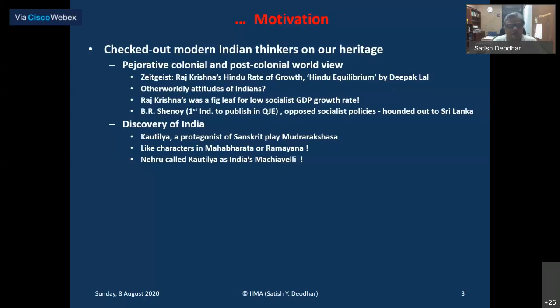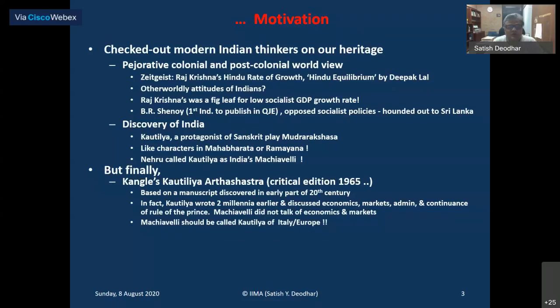In fact, Nehru called Kautilya India's Machiavelli. Now, Machiavelli was a guy who wrote a very small treatise on the continuance of the rule by the king, and the ways and means with which he could continue his rule. But it so turns out that Kautilya had done much more than that.